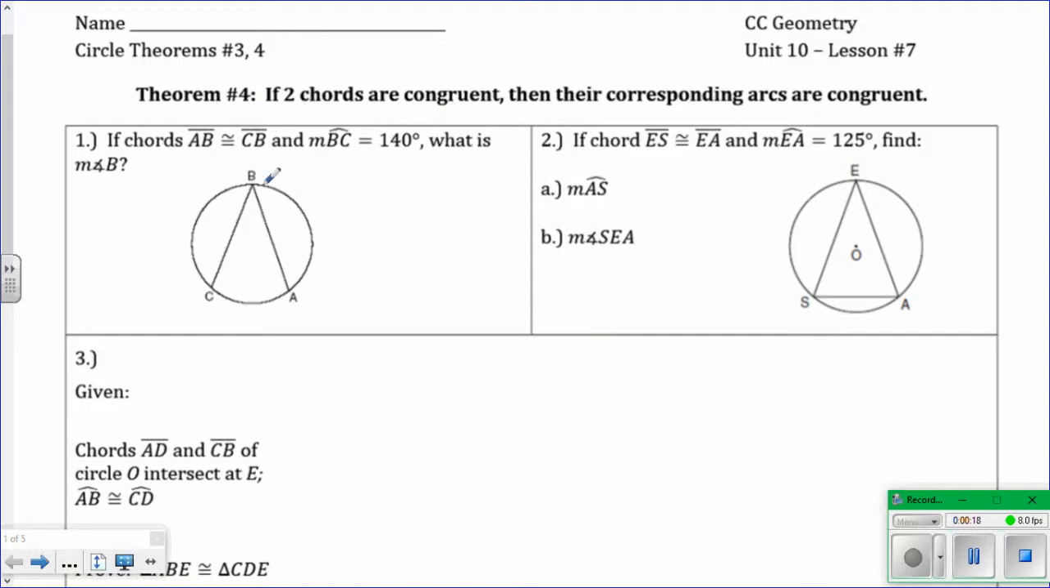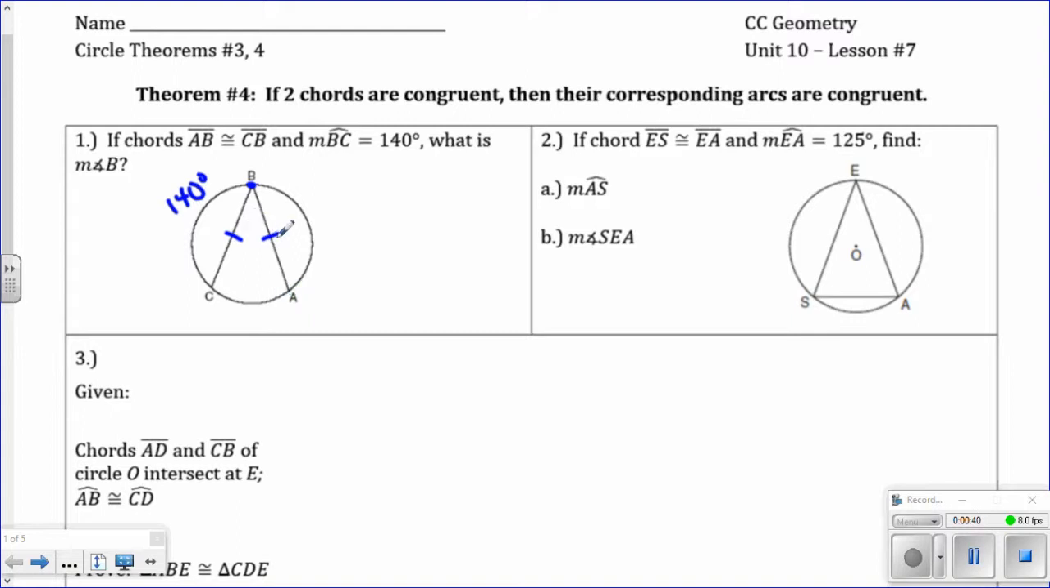Number 1, if chords AB, remember chords have endpoints on the circle. So if chords AB and CB are congruent, the measure of arc BC is 140 degrees. What is the measure of angle B? Well, angle B is an inscribed angle. It's going to be half of the intercepted arc, which means it's half of arc AC, so we have to find arc AC. But first, we have to use the theorem.